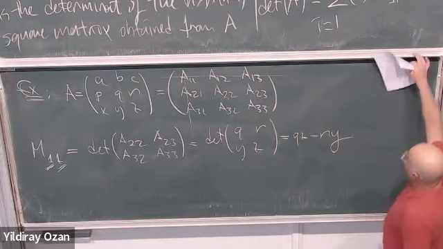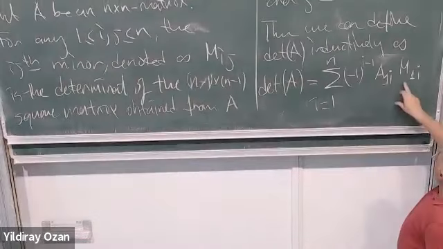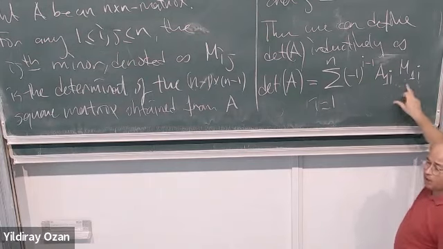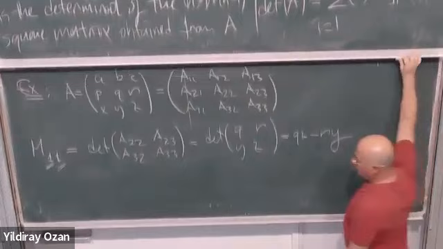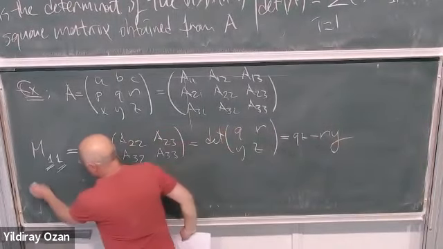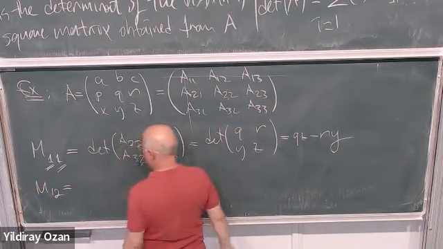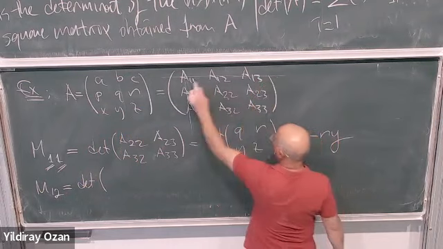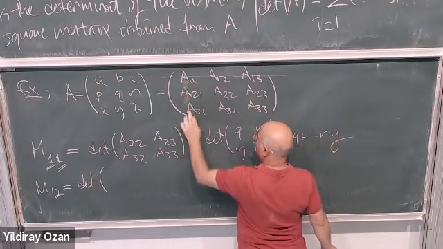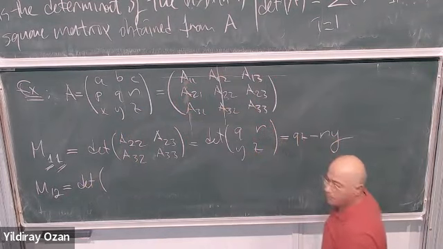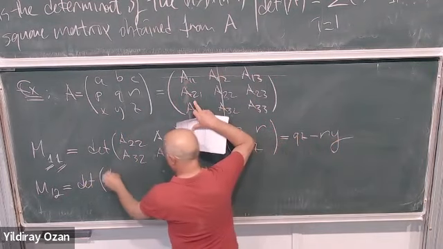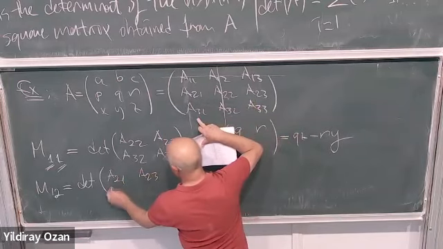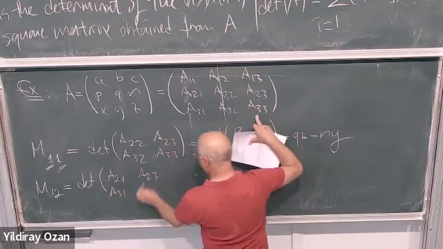All right. Which other minors do I need? I need M11, M12, and M13. What about M12? Well, that's the determinant of what? This time, I delete the first row, but the second column. What is left? A21, A23, A31, and A33.